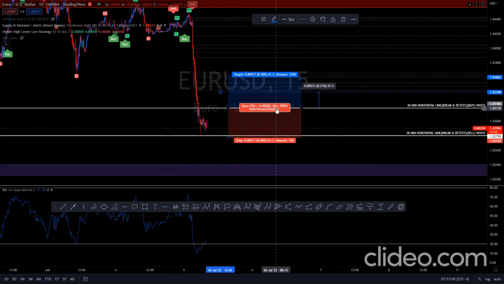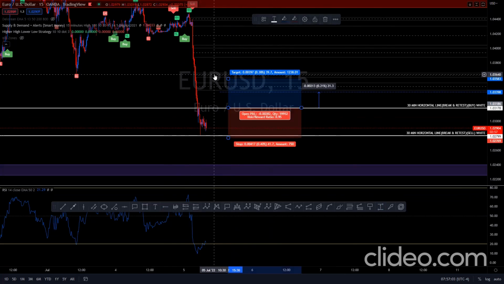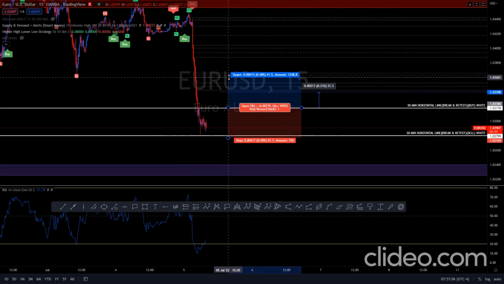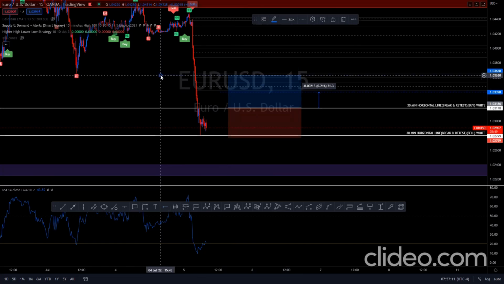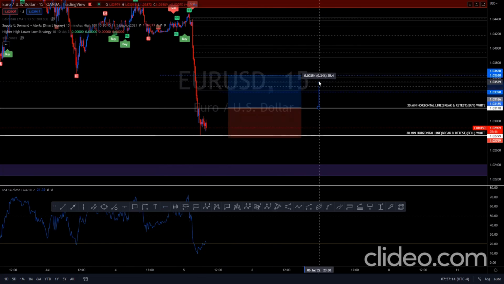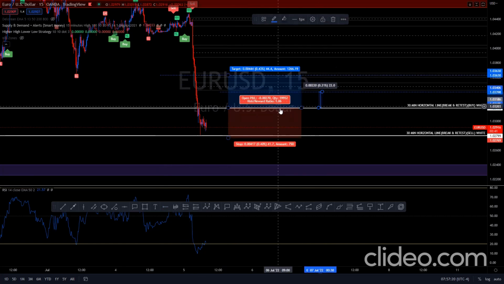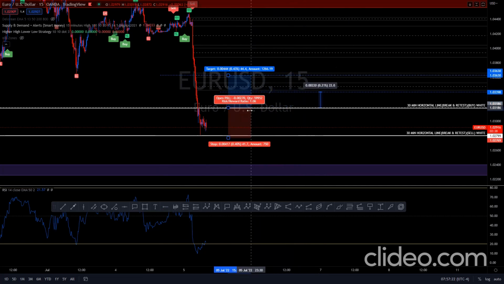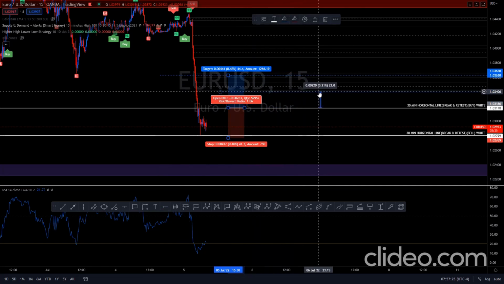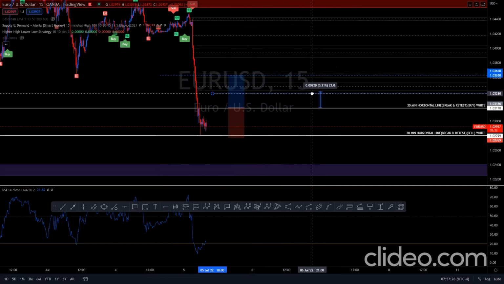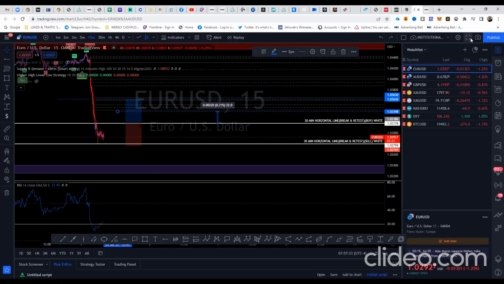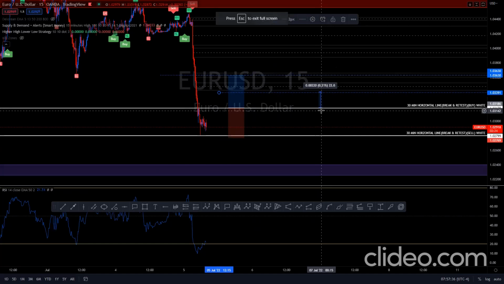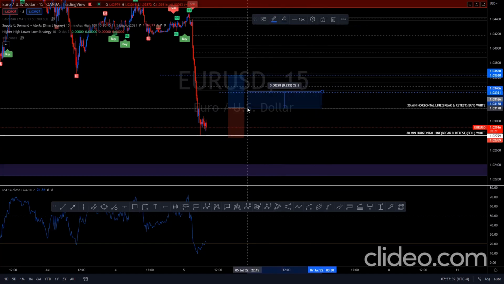Would be right here. And then I will look for price to at least come up to this mitigation zone. So I would just put my second take profit here, which would be a total of 44 pips. All right, so that's what I would be looking for. Move everything over. There we go. That's how I move it over.